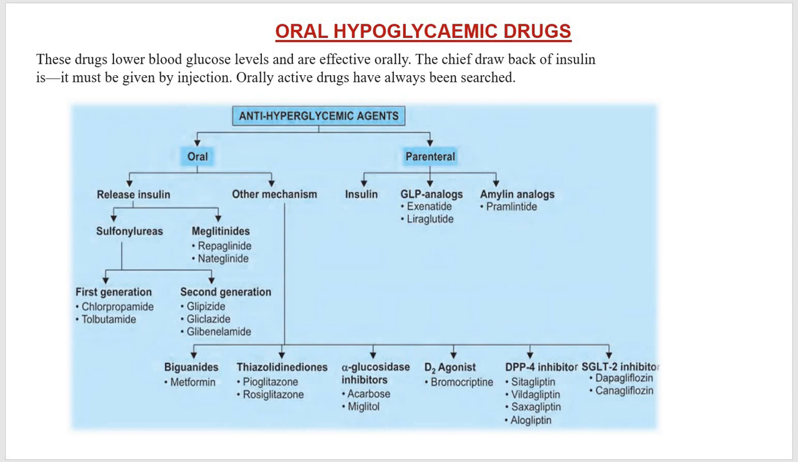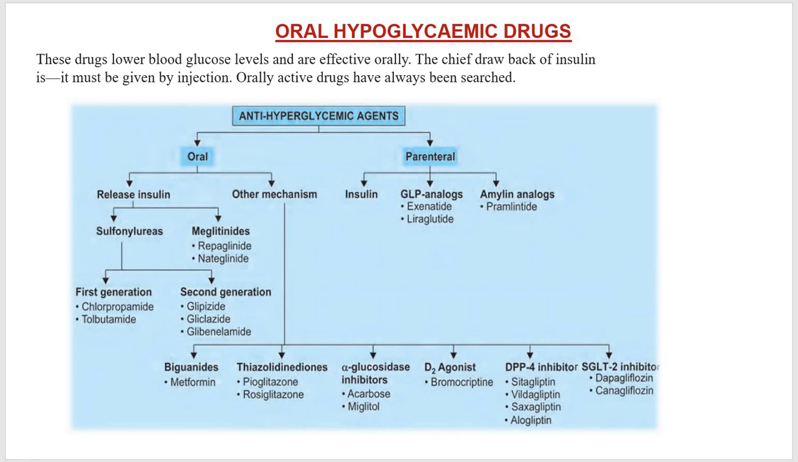Oral hypoglycemic drugs are drugs that lower blood glucose level and are effective orally. The chief drawback of insulin is that it must be given by injection. To nullify this drawback, these agents are used. These agents are classified as oral and parenteral.